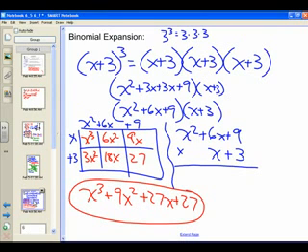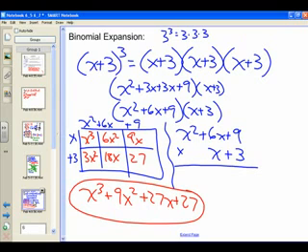Now, for ones that are just kind of like this, where you have an a and a b factor, there's actually an easy way to do this.